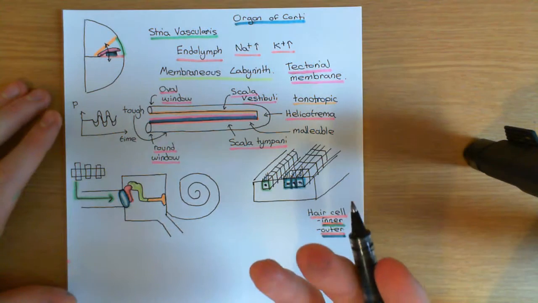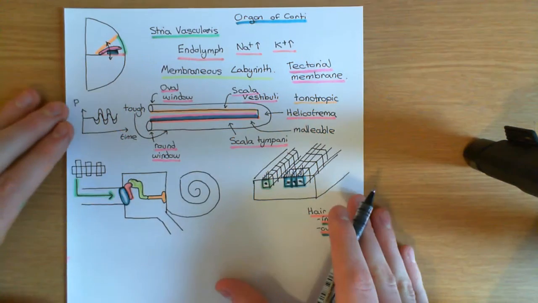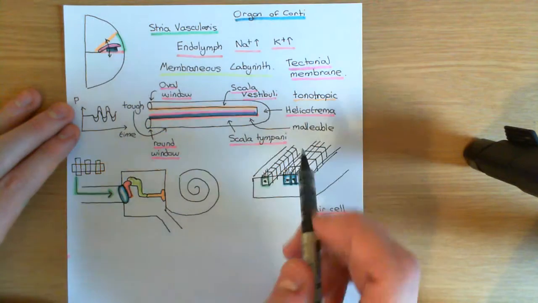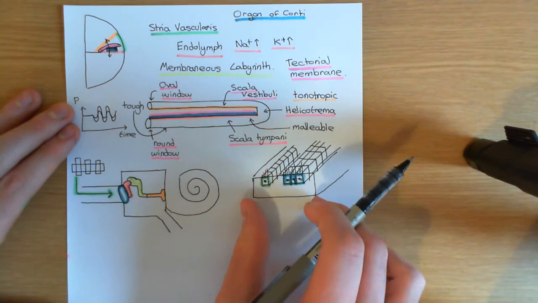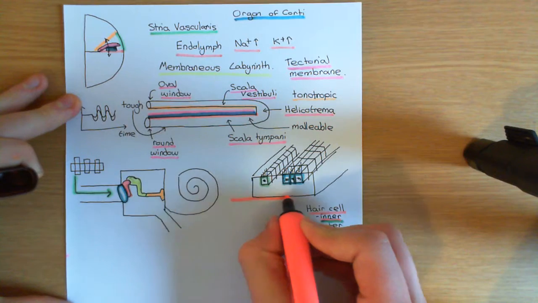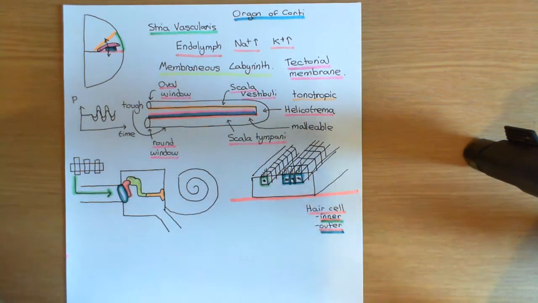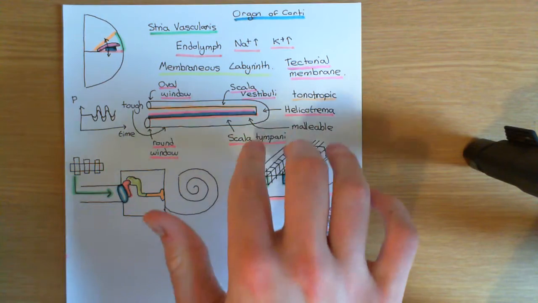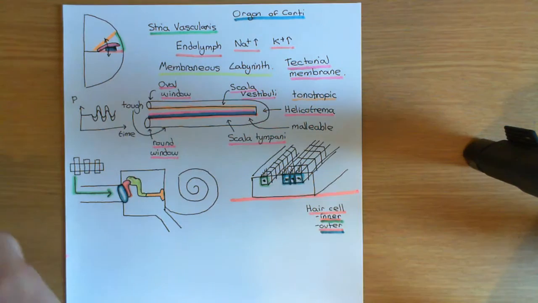Now, how is that going to actually cause a disturbance to these hair cells? Well, what's going to happen is that's going to move up and down. When the basilar membrane moves up and down, so here's the basilar membrane with the organ of Corti on top of it, that will cause the organ of Corti to move up and down, and that brushes the organ of Corti against the tectorial membrane.